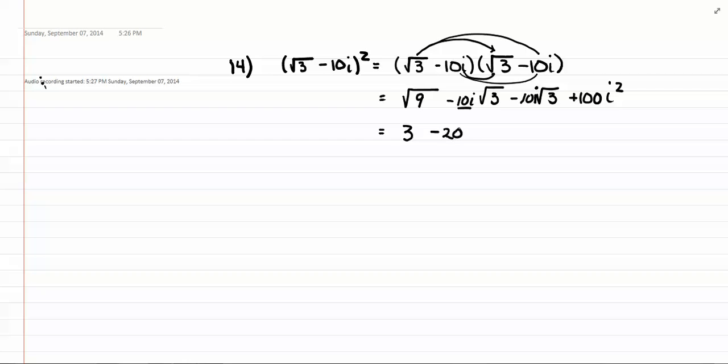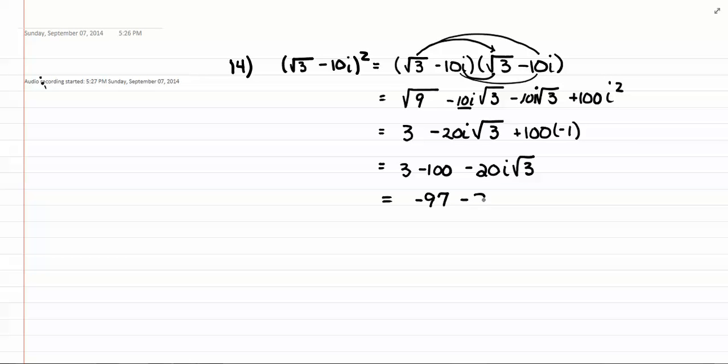together and just bring along the radical 3. And then this is plus 100 times negative 1. So when I combine, this is 3 minus 100 minus 20i square root of 3, or negative 97 minus 20i square root of 3.